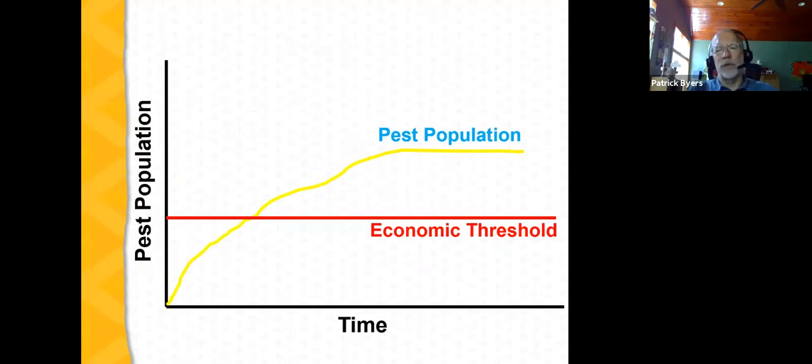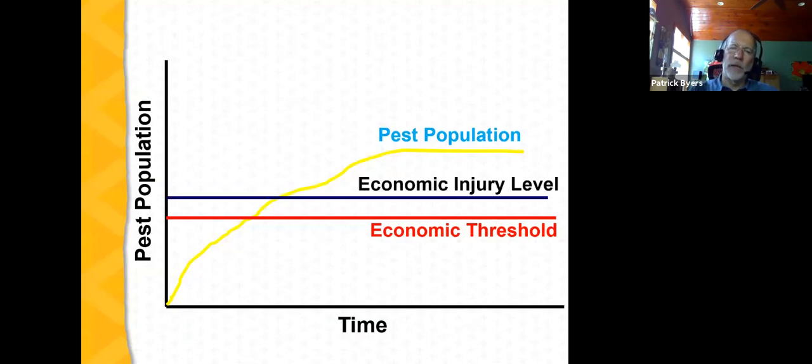This is the economic threshold. This is the point where we need to make a decision as far as management. Here's the economic injury level. From this point on, we're experiencing either the loss of income on that crop or the loss of crop itself in the case of a home garden. And so the point where we need to take action is between these two lines.